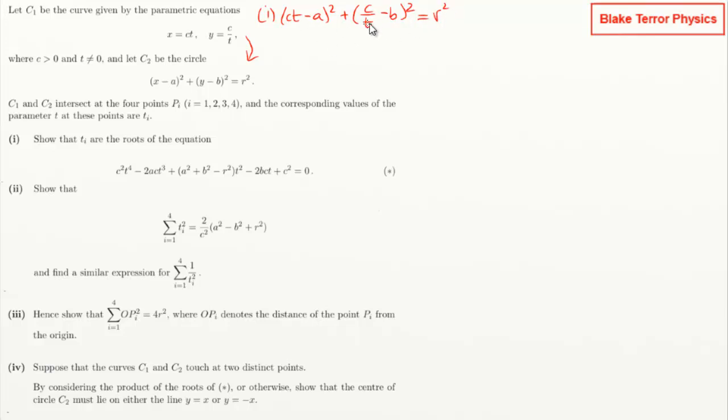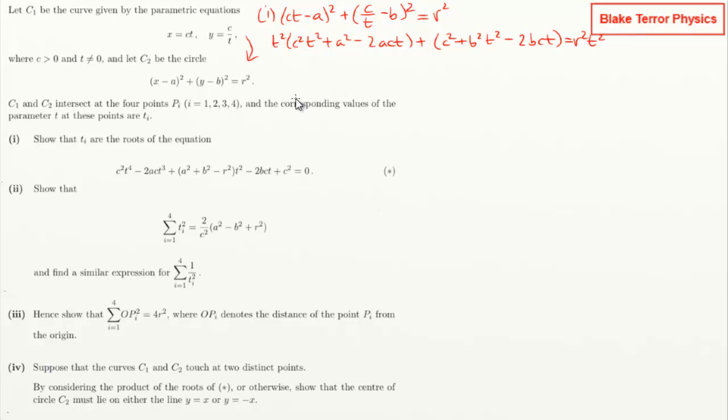Right, so I'll multiply everything by t squared because then I've got no fractions, and then just expand out these brackets. So I'm going to have t squared times c squared t squared plus a squared minus 2act. And then I'll have in here, I've already dealt with the t squared, so I'll have a c squared, a b squared t squared, and then a minus 2bct, equals r squared t squared.